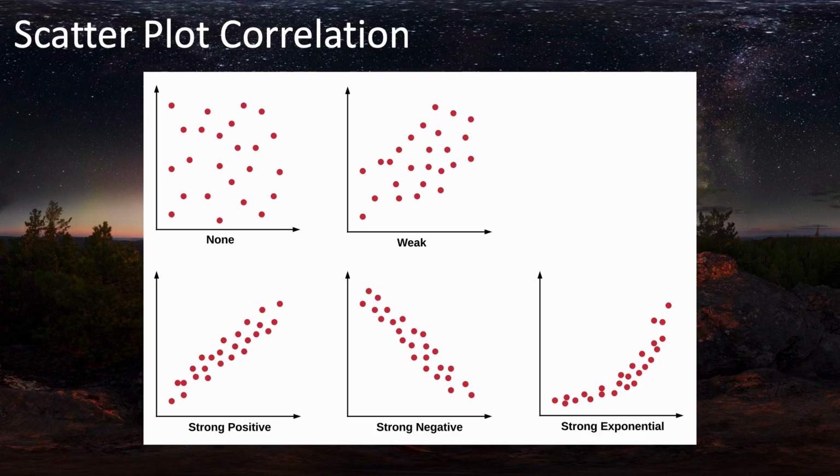The one labeled weak indicates some degree of relationship. They do appear to be related, but the relationship's not particularly strong, but it's there. The one labeled strong positive, on the other hand, shows a strong relationship between these two variables. There's a high correlation between them.